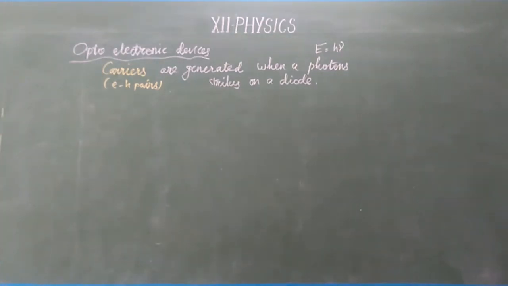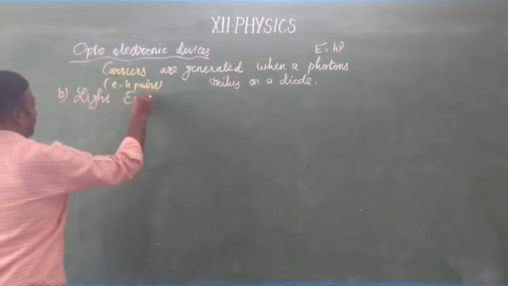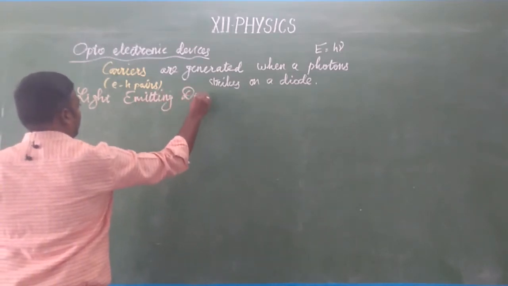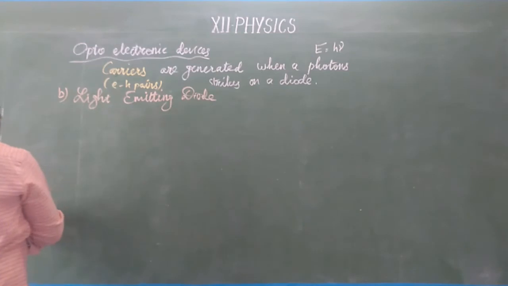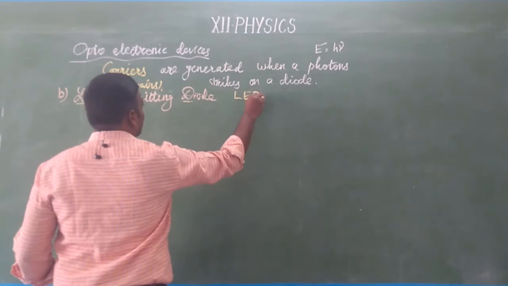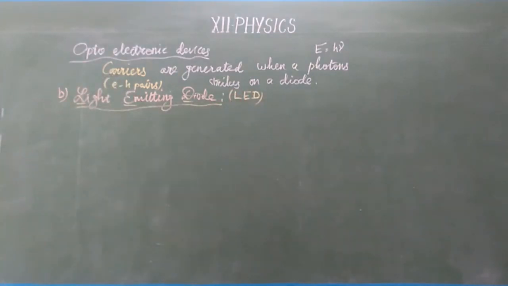The second optoelectronic device is the light emitting diode, that is LED. Actually, an LED is nothing but a specially fabricated PN junction diode. It is operated under forward bias.